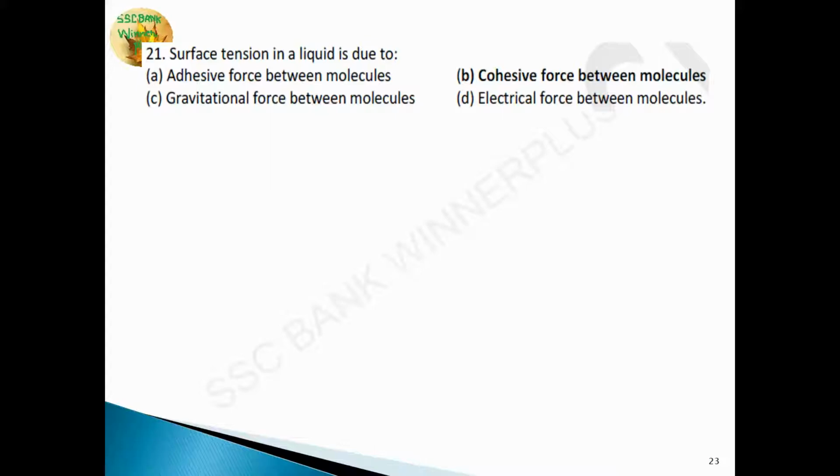There are two different types of forces, cohesive force and adhesion. Cohesion means the force between the same type of molecules, and here the cohesive force between molecules is responsible for the surface tension of the liquid. So the answer is option B, cohesive force between molecule.